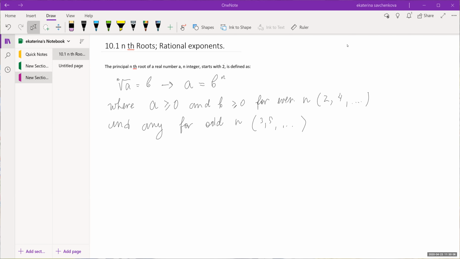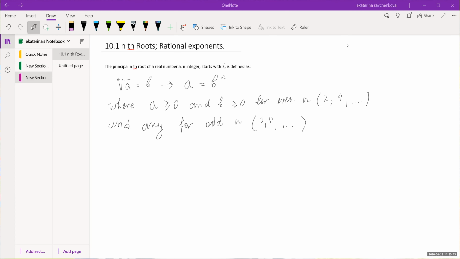Let's define the root. The nth root of some number a is going to be the number b which you raise to the power of n and get a back. We are going to call this root a principal root. Remember from the complex number sections that actually there are n nth roots. We are going to consider only one, and that's going to be the principal root. You raise it to the power of n and get back your number a.